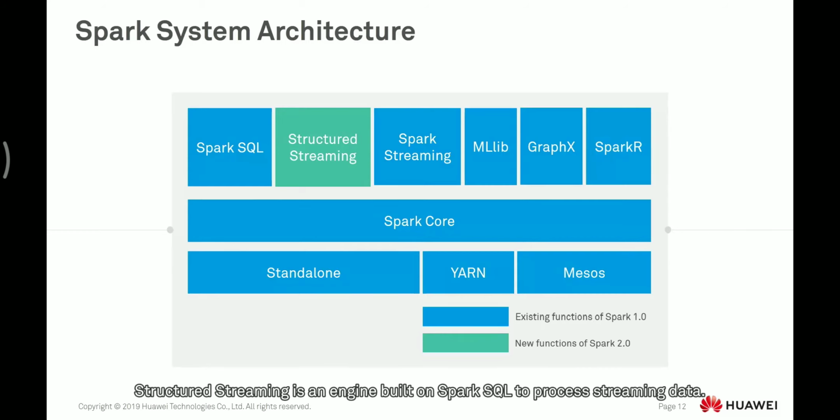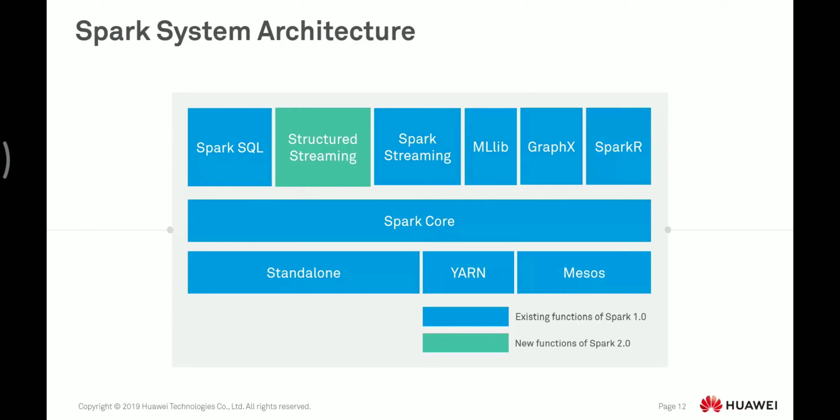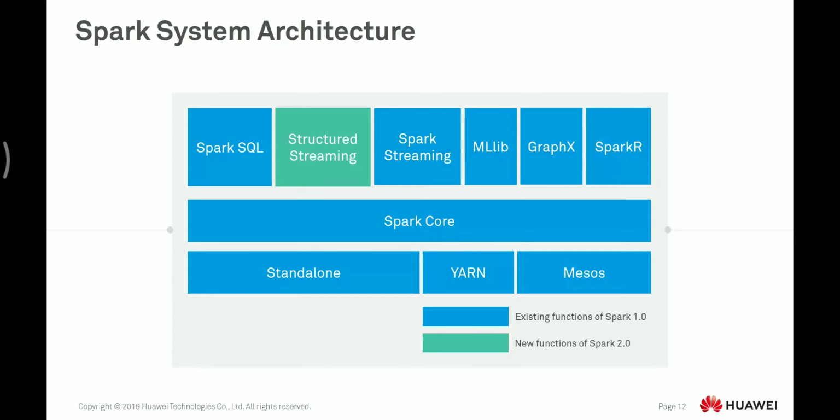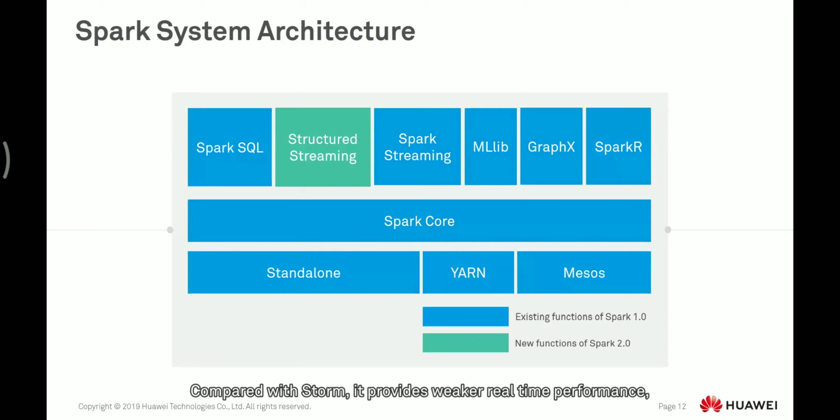Structured Streaming is an engine built on Spark SQL to process streaming data. It's programmed by using Scala and is fault-tolerant. Spark Streaming is a streaming engine for micro-batch processing. Stream data is sliced and then processed in the computation engine of Spark Core. Compared with Storm, it provides weaker real-time performance, but better throughput. And MLlib is Spark's machine learning library. Its goal is to make practical machine learning scalable and easy.